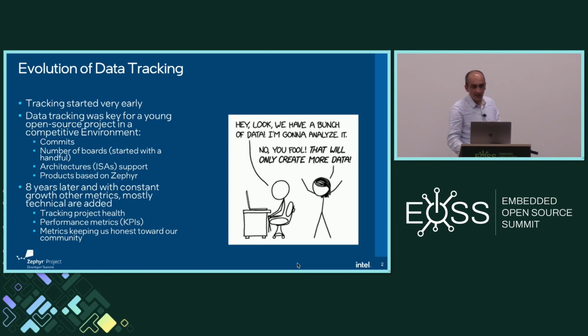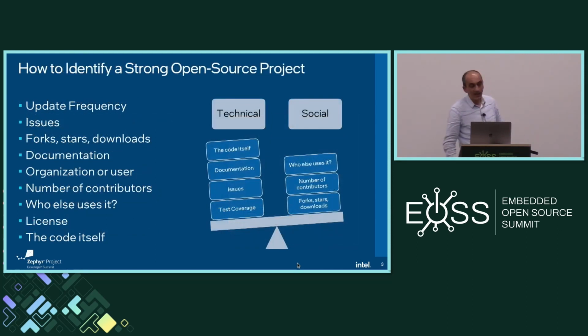When tracking metrics, you can go really wild in the things that you can show and display. You can go about issues, how many forks and stars you have on GitHub, how many downloads, although downloads doesn't really apply in our case. The documentation and how it evolves, how many organizations or users are using Zephyr, number of contributors, etc. There are so many metrics and key items you would use to track an open source project and see if you are healthy. I will focus a little on the technical side, not on the social side of things.